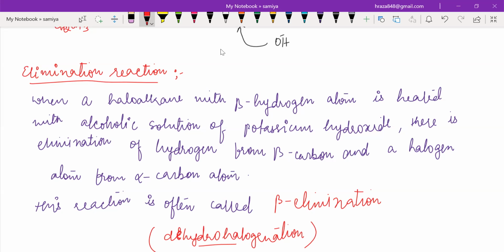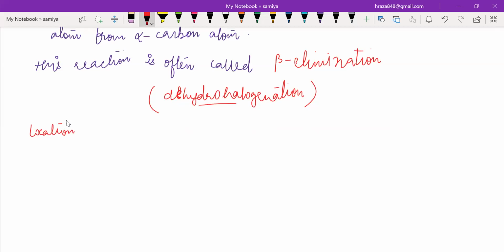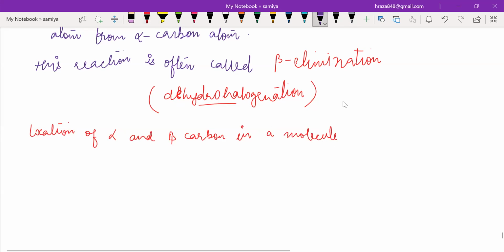Done, sir. Okay. Now, first of all, I'm going to write about the location of alpha and beta, and then I will explain beta carbon in a molecule. It's very simple. First I'm going to write it, then I'll explain.